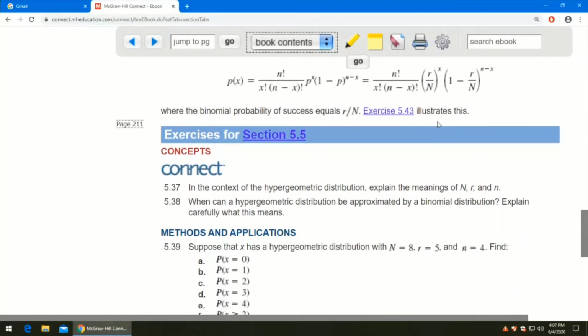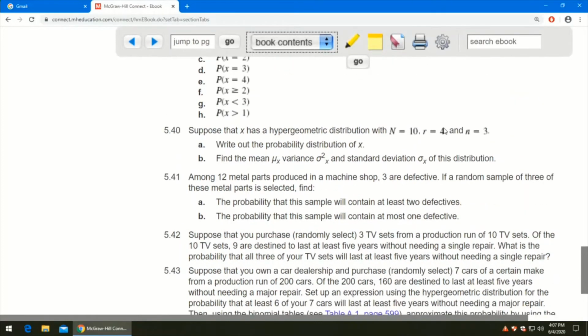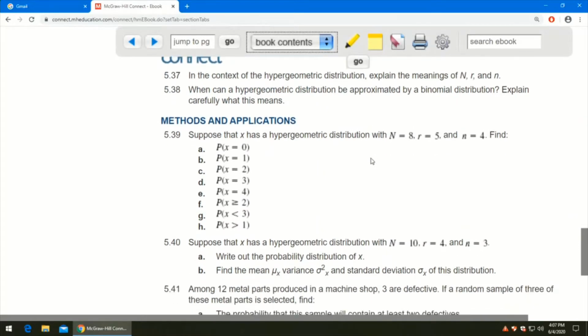Let's just go towards the method and application for 5.39, and there are very few questions after that. You can just do all the questions. 5.40, just regarding what I've already told you, just simply put in the values. 5.39, let's just look at that now. I'm going to be solving it right here.